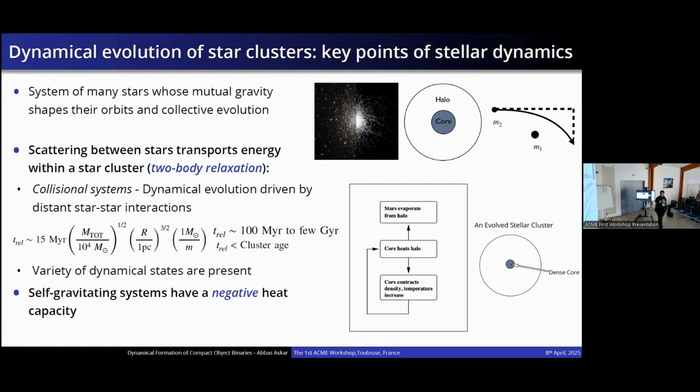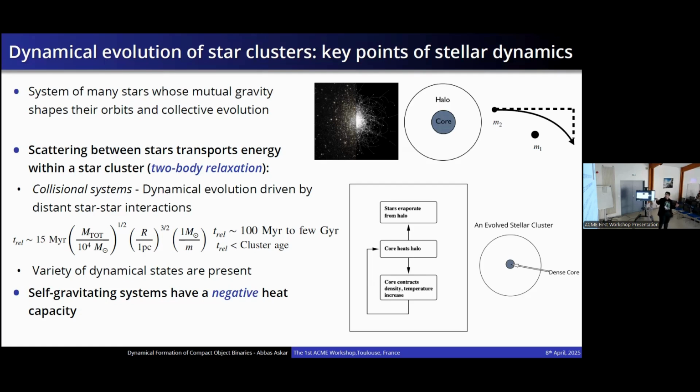What's interesting is that the timescale for this process is typically less than the age of these systems. Unlike galaxies, where the relaxation time is typically larger than their age, in these star clusters two-body relaxation has a strong effect on how they evolve. And the consequence of having self-gravitating systems is that you have a negative heat capacity. So in these clusters, if you take out energy, they get hotter.